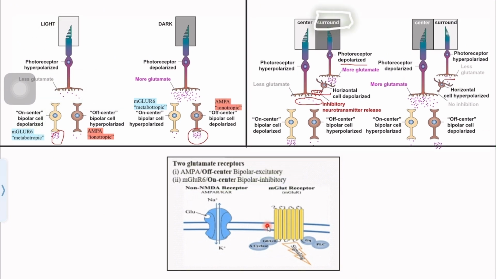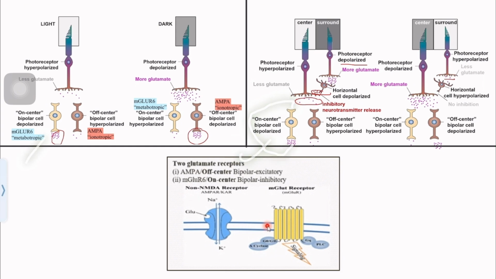The surround of the receptive field also influences how much glutamate is released into the synaptic terminal. So if the surround is dark, the photoreceptor found there will be depolarized just as usual, having more glutamate at the synaptic terminal between the photoreceptor and the horizontal cell, which we already discussed, which is inhibitory. So having more glutamate at the synaptic terminal between bipolar and horizontal cell causes the horizontal cell to release more GABA, more of the inhibitory neurotransmitter, causing even less glutamate at the synapse and the depolarization of the on-center bipolar cell.